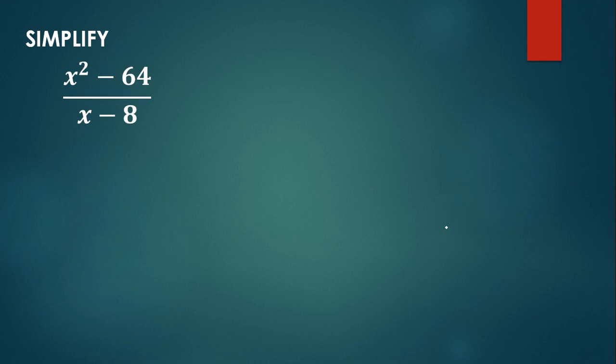Let's have our next example. For our next example, same din nung kanina. The numerator is an example of the difference of two squares. So, ang factor lang niyan ay, madali lang, two binomials.